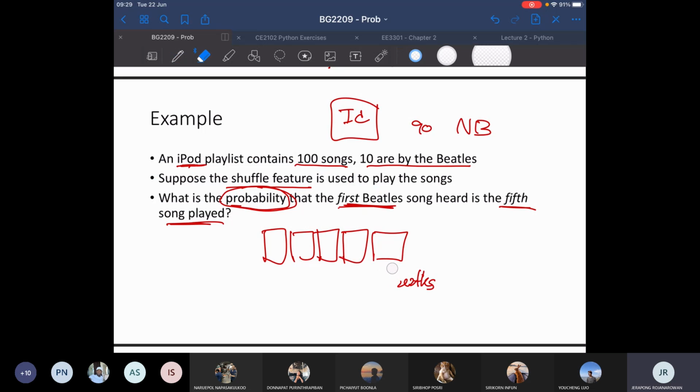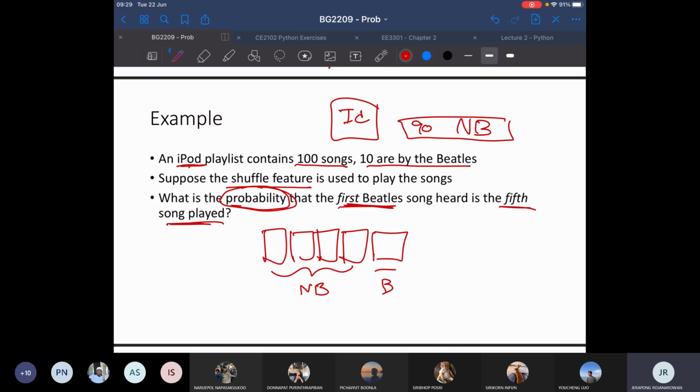Okay. For this one, you have to consider the first four first, right? The first four is gonna be non-Beatles, right? And then this one is gonna be the Beatles. For the non-Beatles, we have 90. So in this case, you're gonna have 90P4 multiplied by this one. You have 10, right? 10P1, which is 10, right? Just write 10P1 or 10.